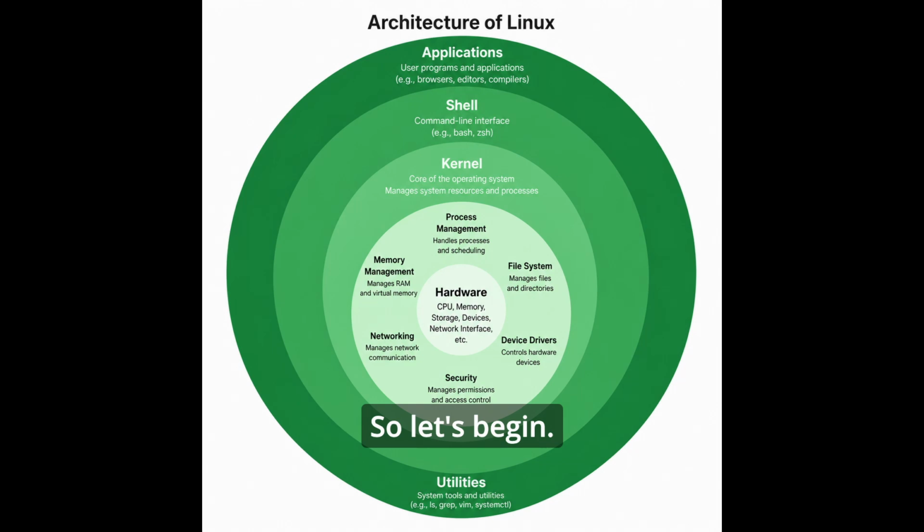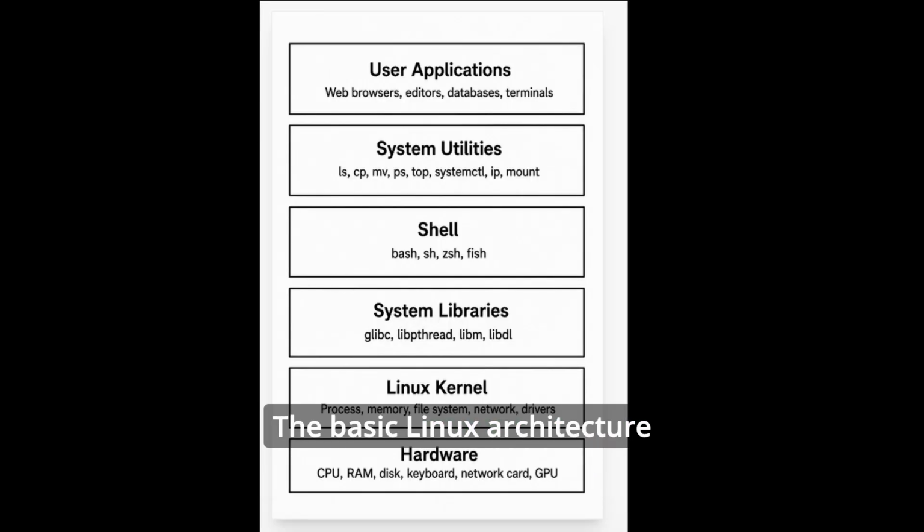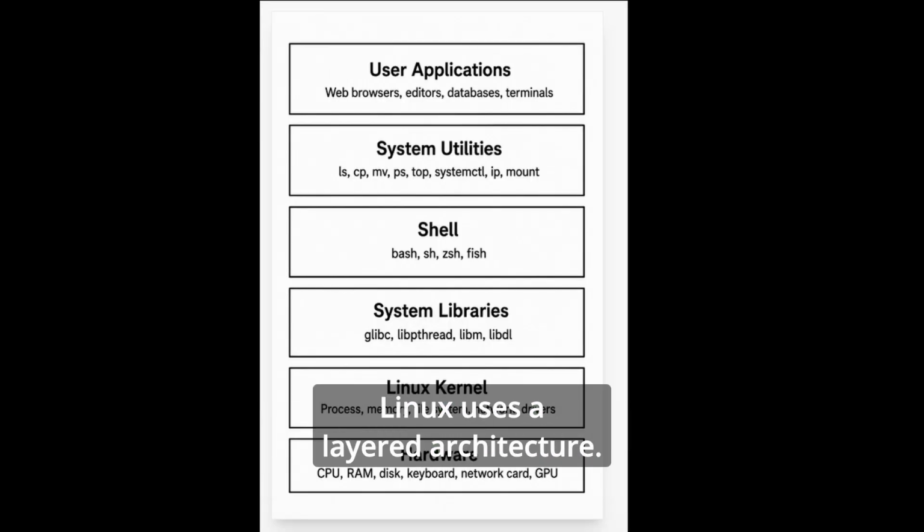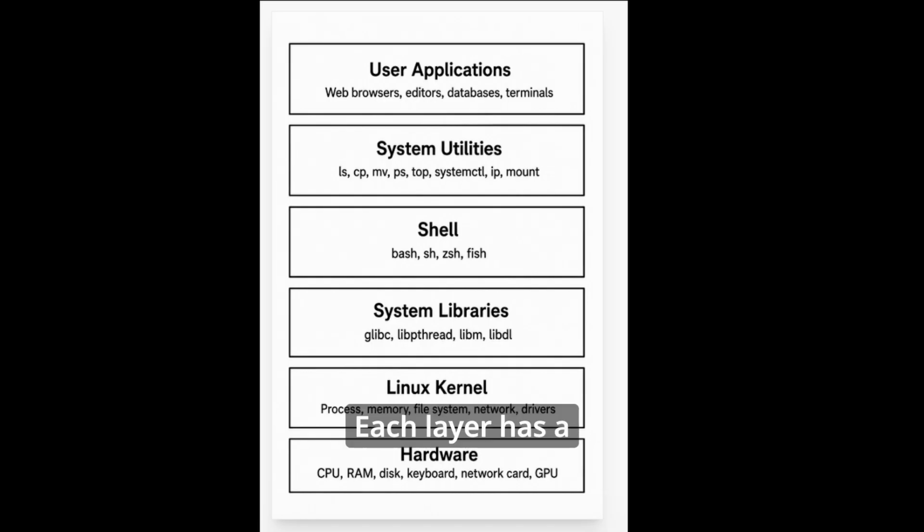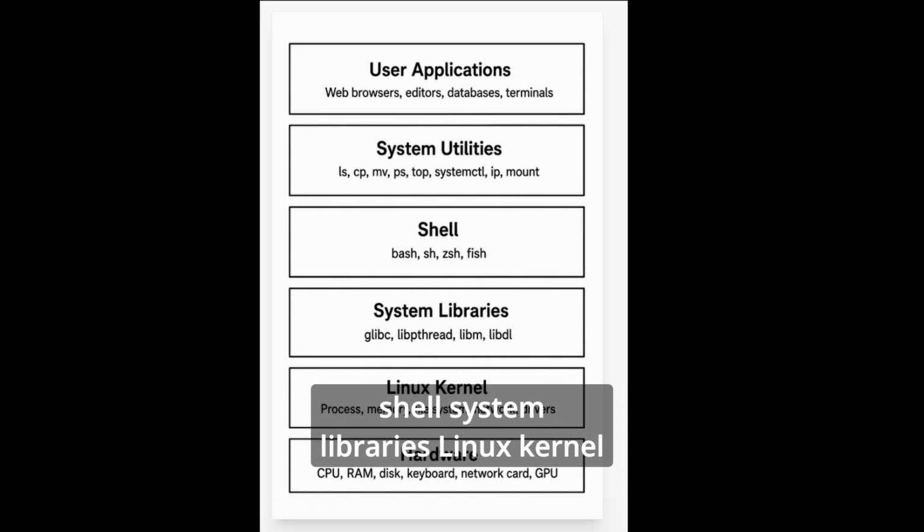So let's begin. 1. The basic Linux architecture. Linux uses a layered architecture. Each layer has a different responsibility. At the top are applications. At the bottom is hardware. Between them is the Linux kernel. The architecture looks like this: application, system utility, shell, system libraries, Linux kernel, hardware.